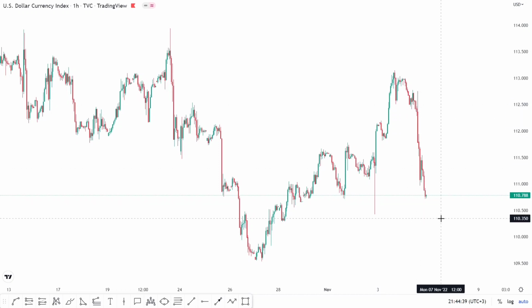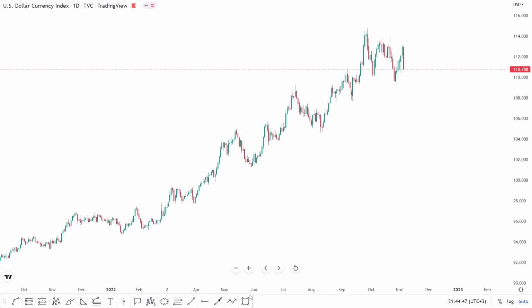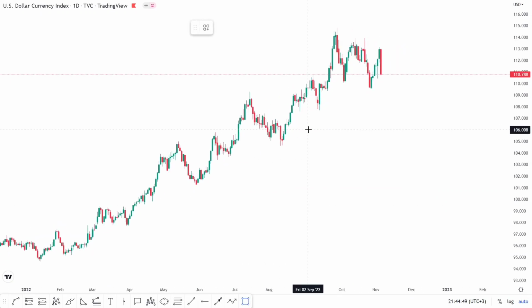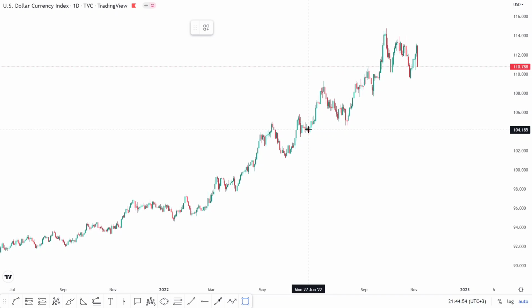So looking at the dollar, I can sense that we have that sense of confusion because price is actually trying to trade lower, but there's still no strong confirmation to actually say that the dollar has reversed or the dollar is reversing to become bearish.